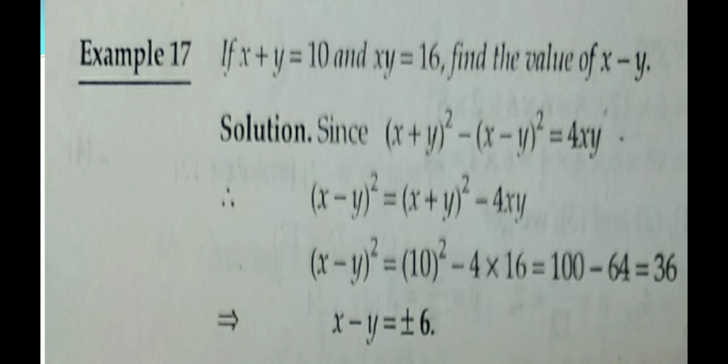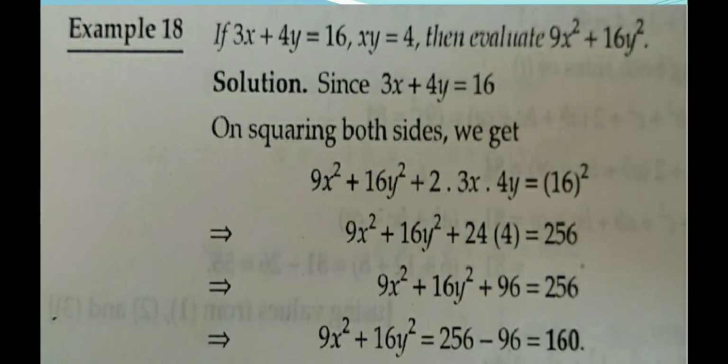Therefore x minus y is the square root of 36. So we can say plus 6 or minus 6. Why? Because plus 6 whole square is 36, and minus 6 whole square is also the same, positive 36. Okay, so the answer is plus or minus 6.